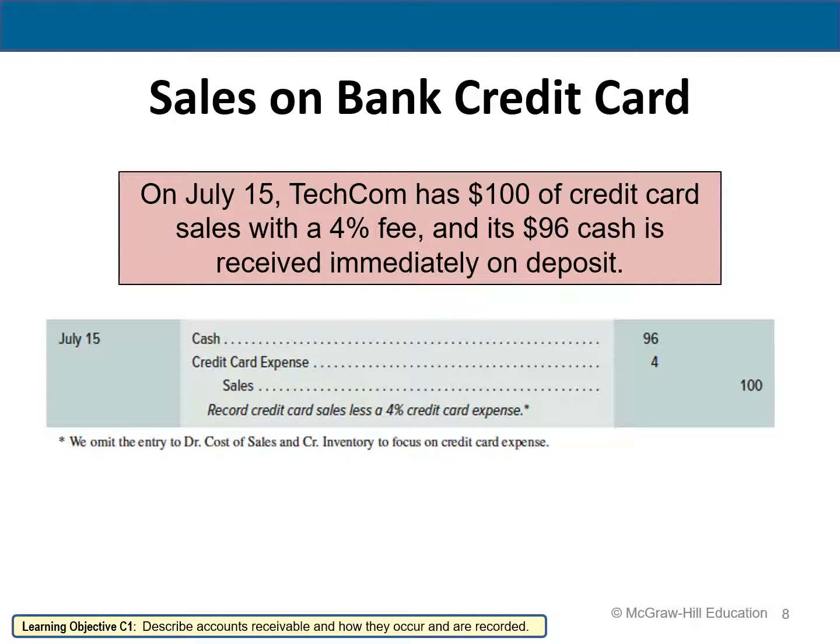So when you make a sale on just a normal bank credit card, you're going to record cash equal to the net of 100% of your sale price less whatever the fee is on your card. So in this case, the fee is 4%. So your cash is going to be 96% of that $100 sale, or $96. You're going to record credit card expense of $4 and sales of $100. Again, omitting the inventory entry for purposes of this illustration.